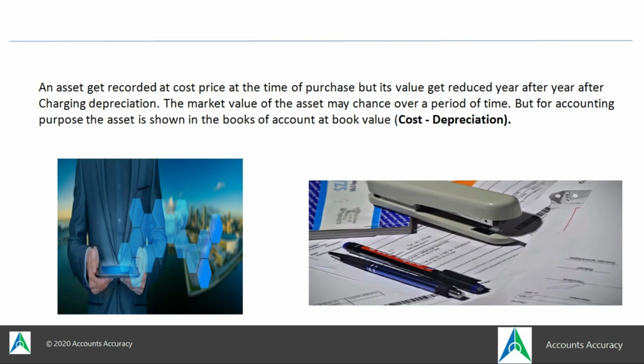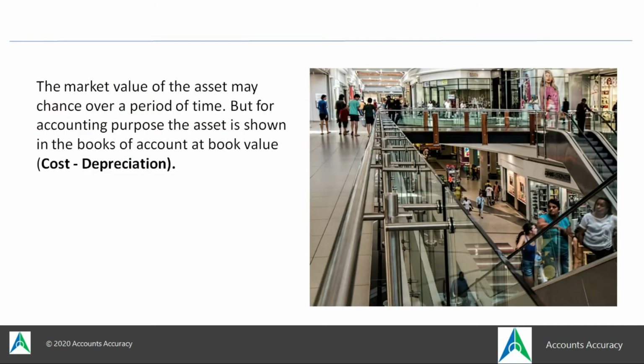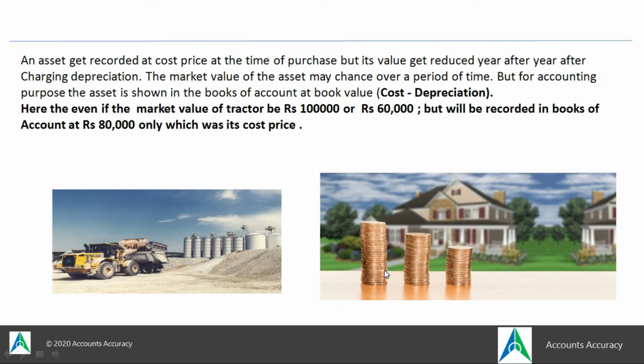So you might have understood that asset gets recorded at cost price at the time of purchase, but its value gets reduced year after year, charging depreciation. The market value of asset may change over a period of time, but it is always shown in the books of accounts at book value, that is cost minus depreciation. It hardly matters that market value goes more or less than the cost price, but the asset will always be recorded at cost price in the books of accounts. Only the value gets reduced year after year, charging depreciation.